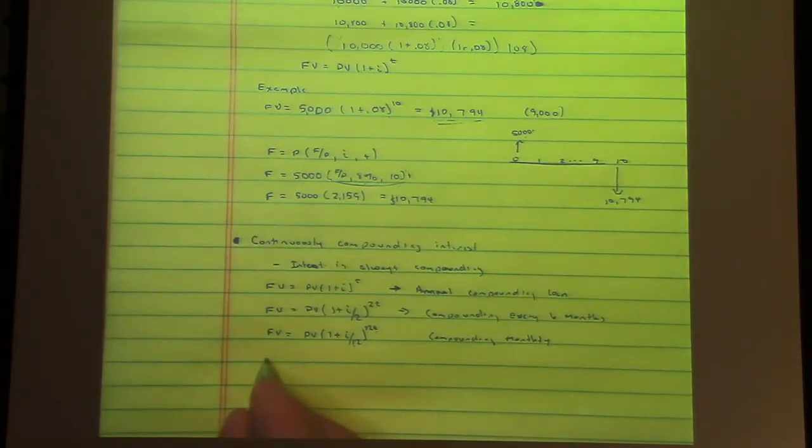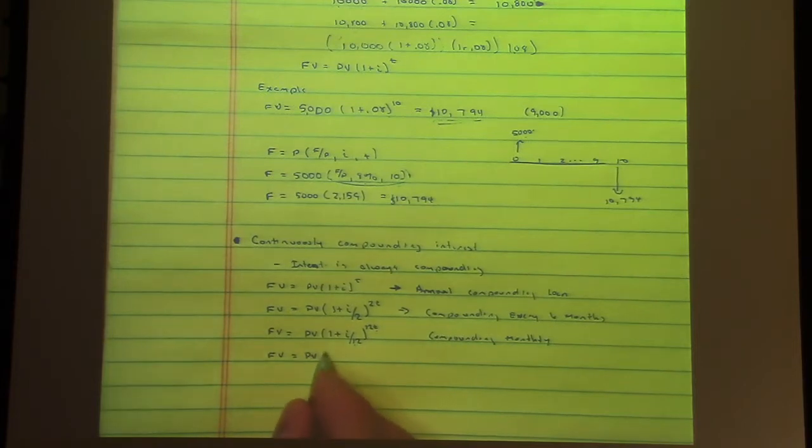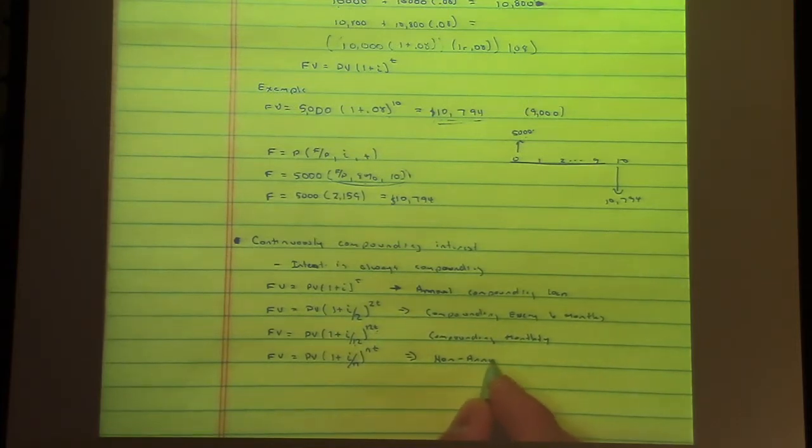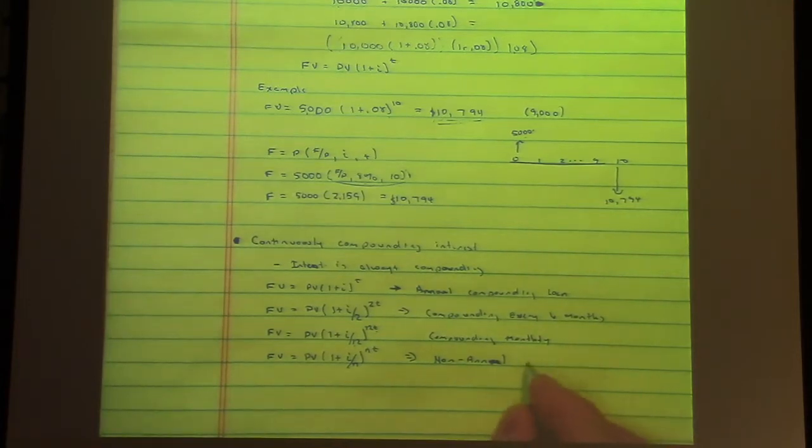In general, what we could say is that the future value is equal to the present value times 1 plus the interest rate over the number of compounding periods per year, raised to the nt. So this is a general form for non-annual compounding. Sorry about my spelling there.